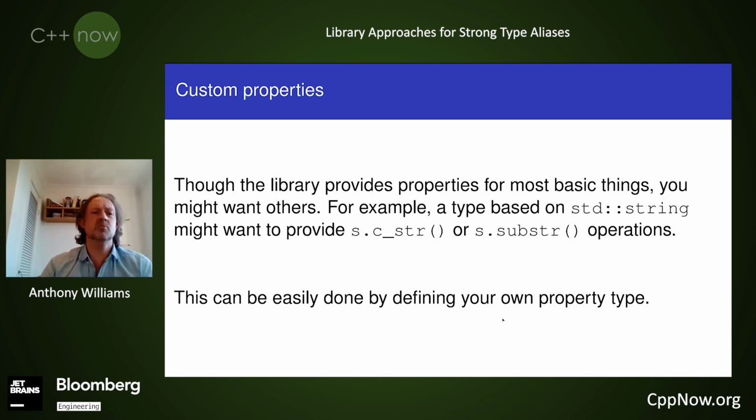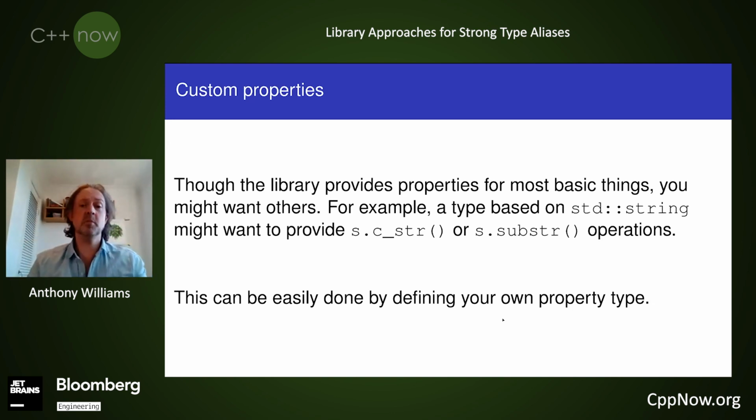So what if you want to do a custom property? Well, custom properties are really straightforward. I've already shown you how to do that sort of thing in the previous slides. The library provides things for most of the operators, but you can easily define your own property type to add additional things. You can have member functions, whereas operators tend to do free functions.